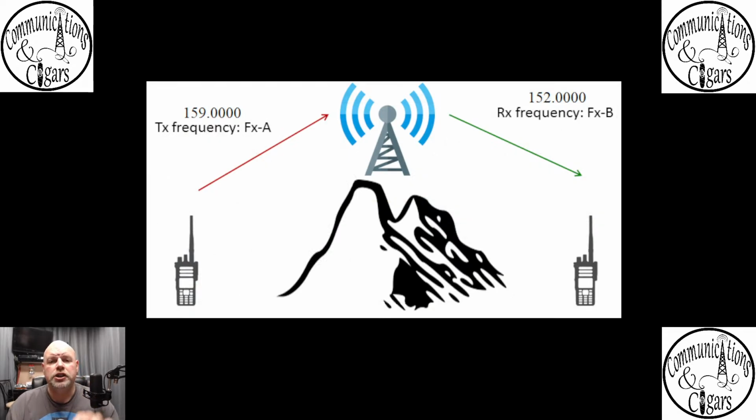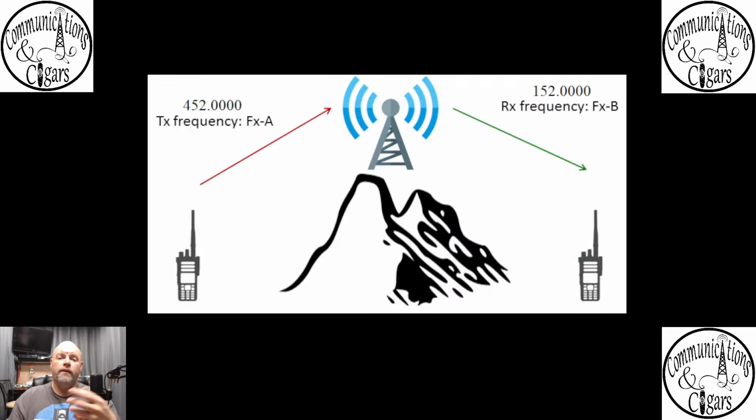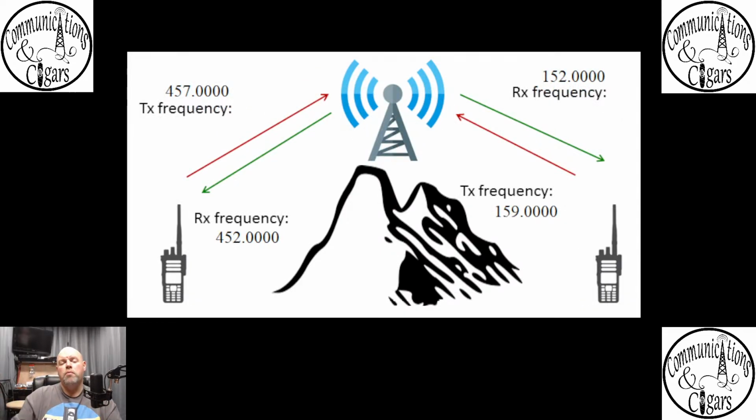Now the physiology can be what we see on the screen here, which could be the same frequencies set up in the same band. So we have 159 as transmit into the repeater, and then 152 we receive from the repeater. Or we can use a VHF and a UHF as an example of how that works. And then we can go even more where we get into bi-directional, we get into crossband, we get into all these things. That's the physiology part of the repeater.